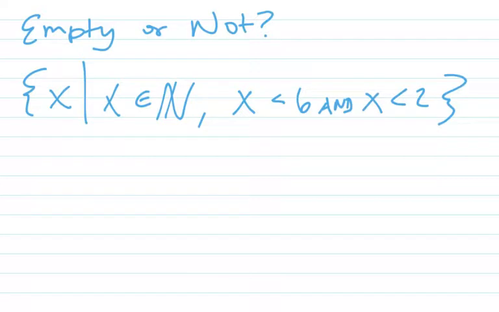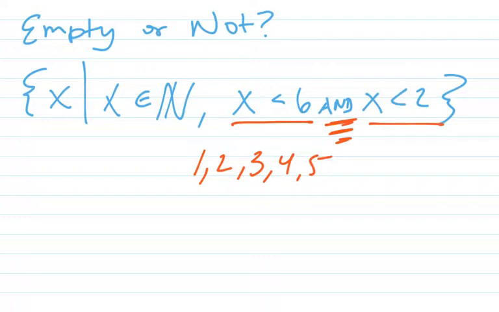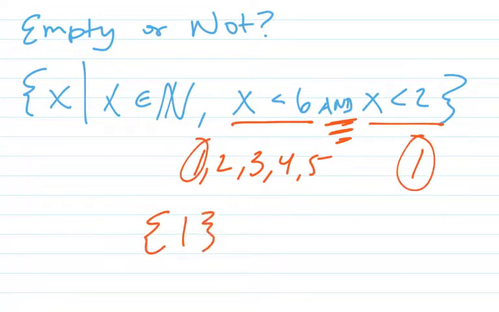In set builder notation, we have x's such that x is in the natural numbers, and x is less than 6, and x is less than 2. Are there any natural numbers, counting numbers, that are less than 6? Let me list those out: 1, 2, 3, 4, and 5. And are there natural numbers that are less than 2? There is. That contains the number 1. So this one is not empty.